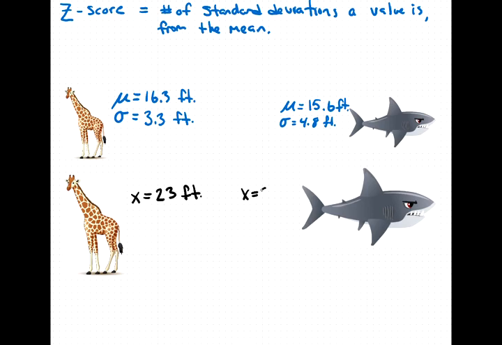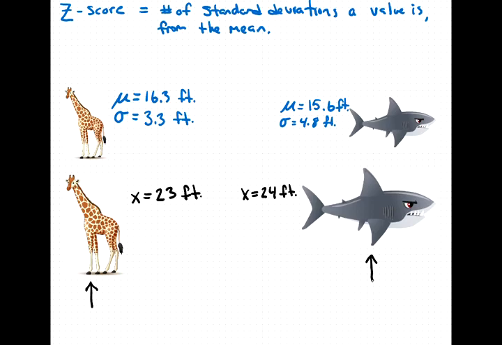So X is 24 feet. All right, so the question is, between that 23-foot tall giraffe and that 24-foot long great white shark, which one of those two things is more unusual to see? Which is more statistically unusual, or which one has a lower probability of occurring?